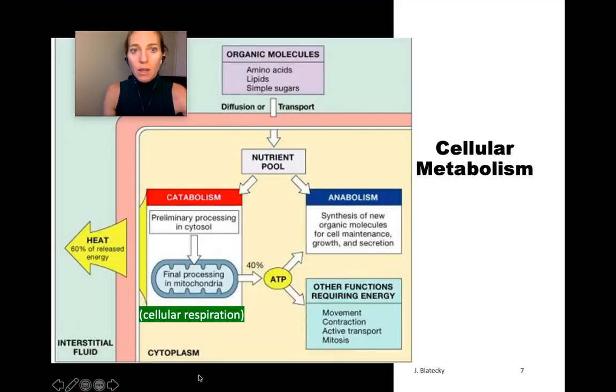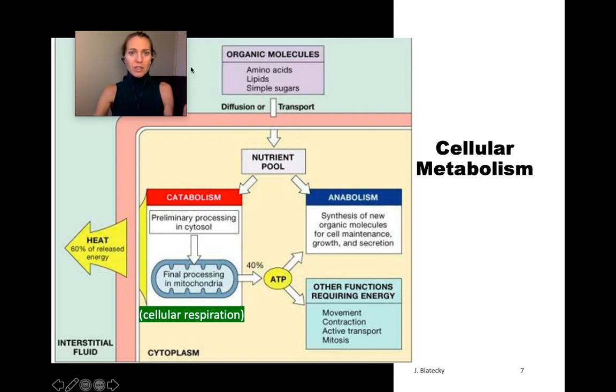So first up, cellular metabolism. And so with metabolism, what it really is, it's the sum total of both catabolic processes where we're breaking things down, as well as anabolic processes. So the sum total of all of those chemical processes is your overall cellular metabolism.